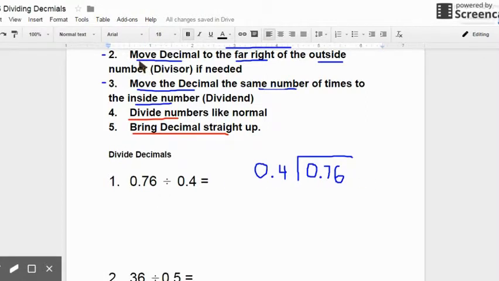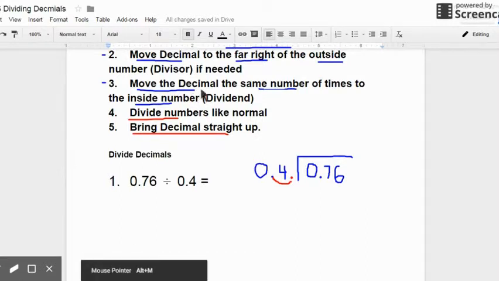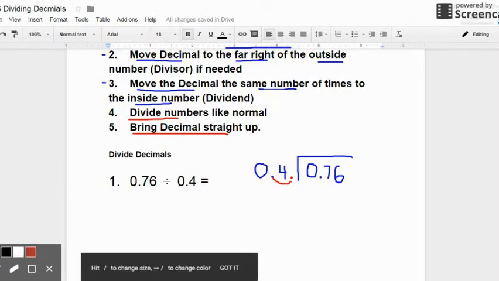Step two, now we're going to move the decimal to the far right of the outside number. So here's the outside number, or divisor. This decimal point needs to be moved over. So let's go ahead and move this over. We move this over once. Step three says move the decimal the same number of times to the inside number. So we move this over once. That means we have to move over the inside number once as well. So there we go, moved it over.